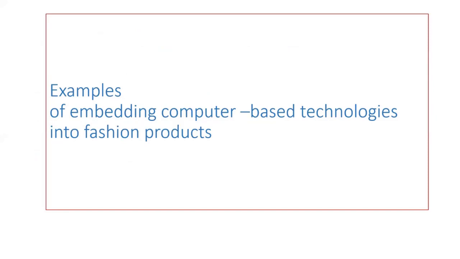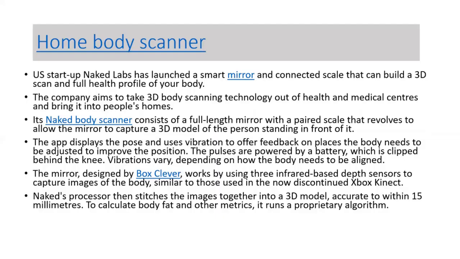So I want to show here some examples of embedding computer-based technologies into fashion products. The first one is the home body scanner. In the US, a startup called Naked Labs has launched a smart mirror and connected scale that can build a 3D scan and full health profile of your body. The Naked body scanner consists of a full-length mirror with a paired scale that revolves to allow the mirror to capture a 3D model of the person standing in front of it.